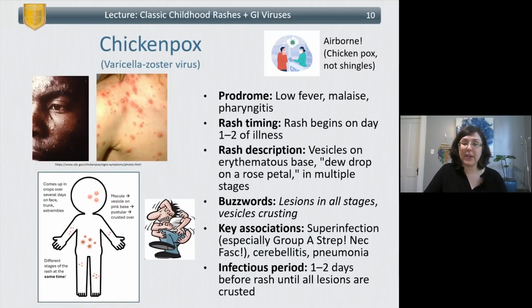The infectious period is going to be 1 to 2 days before the rash, and then until all the lesions are crusted over. A classic question on exams is, Bobby was diagnosed with chickenpox. He's feeling better now. Mom's asking when he can go back to school. And the answer is, once all of the lesions from all the different crops on the body are crusted over, he is no longer infectious.